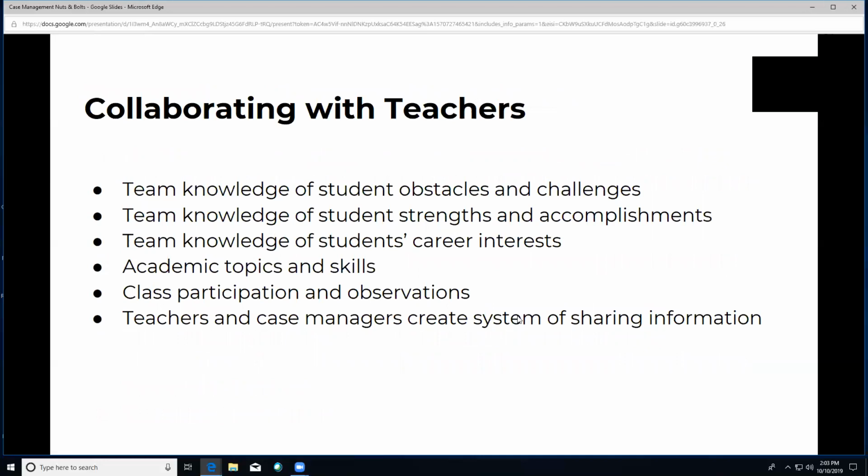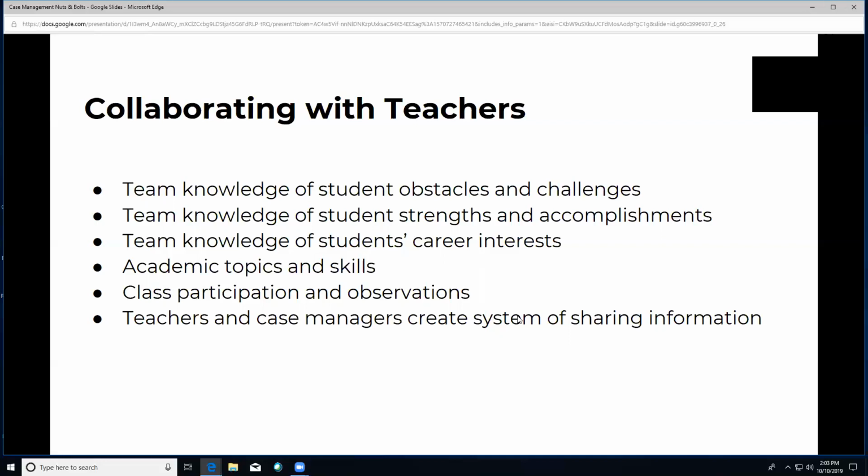Collaborating with teachers. So you are on a team with teachers. Teachers and case managers often receive different kinds of information from students about themselves and their lives and their challenges and their strengths. It's important that case managers and teachers exchange that information so that you can all support students and get the best work out of them. So you should have team knowledge, meaning everyone on the team should know what the students' obstacles and challenges are, what their strengths and accomplishments are, and what their career interests are.